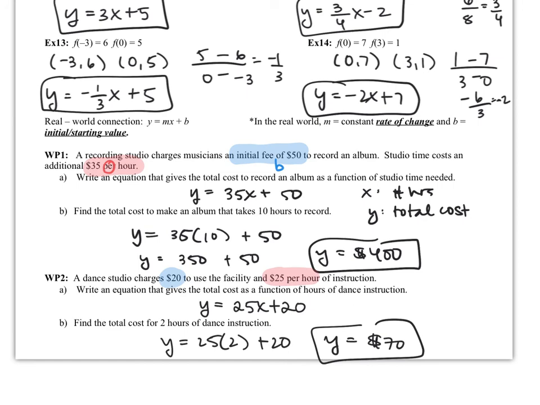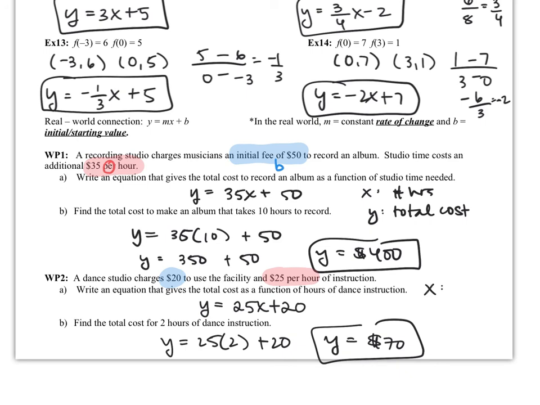And so in this case, our initial fee was the $20, and then our $25 per hour. That per is kind of like a little hint that that's going to be our constant rate because per is our multiplier. So 25 is going to be my slope for an equation of y equals 25x plus 20.